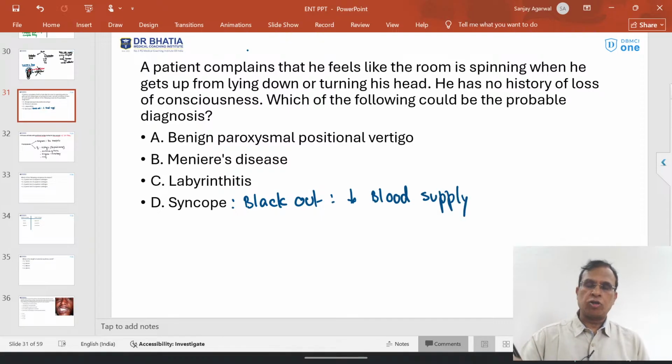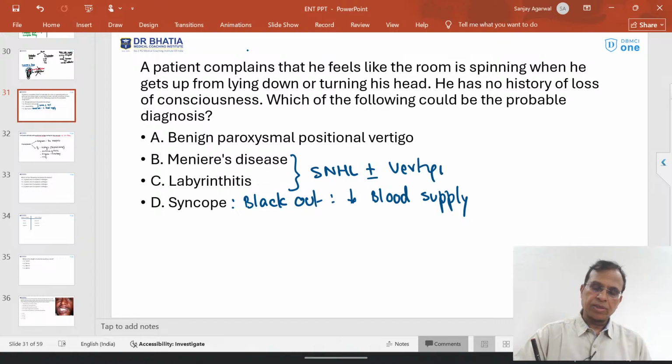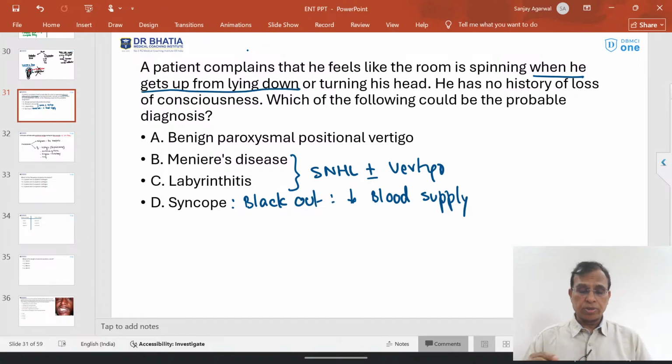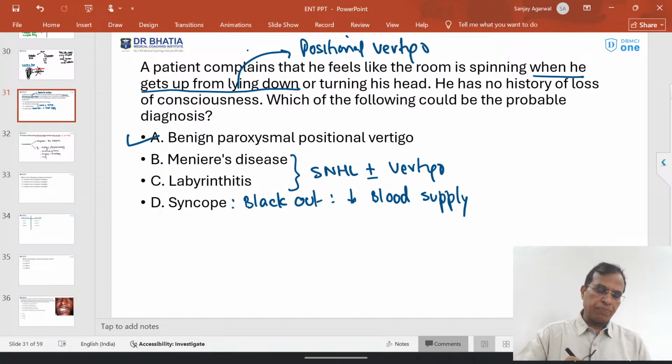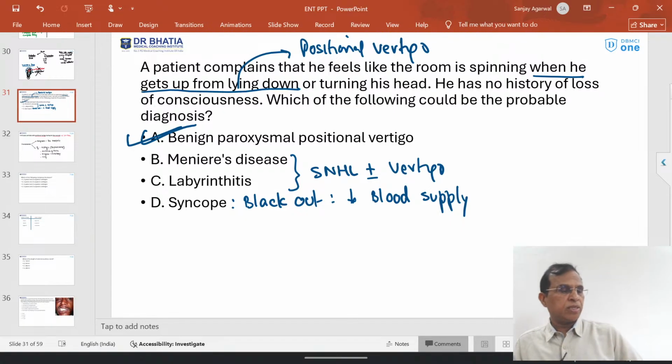ऑर्थोपनिया वगैरह में होता है ये, ऑर्थोपनिया हो गया, ब्लड सप्लाई उसमें होता है। लैबिरिंथाइटिस एंड मेनियर डिजीज में दोनों में SNHL इज द मेन सिम्टम प्लस माइनस वर्टिगो। सो व्हेन द पेशेंट इज गेटिंग अप एंड देन ओनली देयर इज अ वर्टिगो, इसको बोलते हैं पोजिशनल वर्टिगो। दिस इज कॉल्ड पोजिशनल वर्टिगो, and positional vertigo is a feature of BPPV, benign paroxysmal positional vertigo.